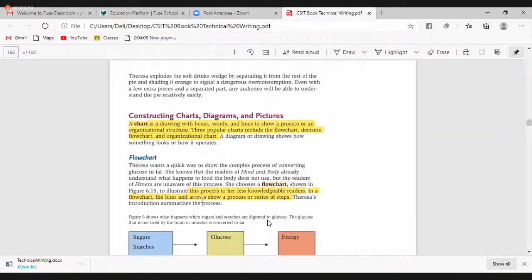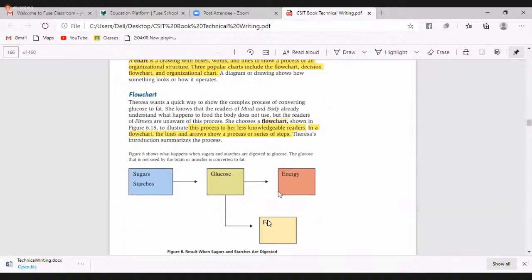So the first one is flow chart. See, this is the example of a flow chart. In a flow chart, what happens? A flow chart talks about a process. So there is the process described. A flow chart describes the process. And in a flow chart, the lines and arrows show a process or series of steps. Whatever lines are drawn there, the very lines show the process, isn't it? So we use a flow chart in order to describe a certain process.